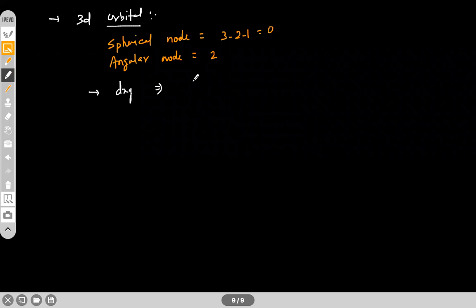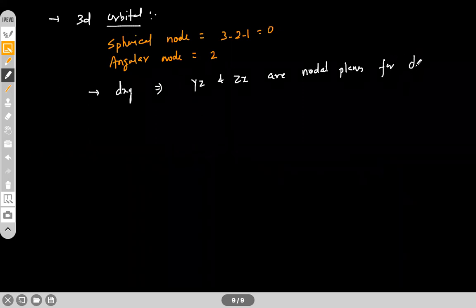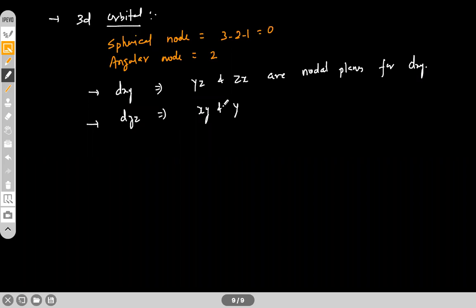So yz and zx are nodal planes for dxy orbital. If you take dyz, then the nodal planes are xy and zx. If you take dxz, the nodal planes are xy and zy. So we have two nodal planes here. One exception we have in this one, right?